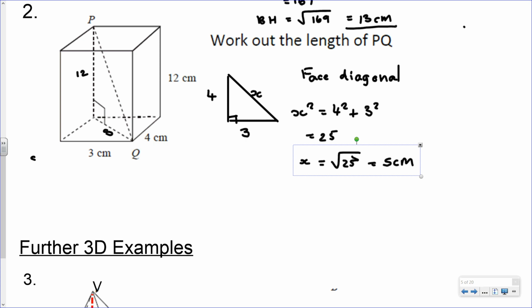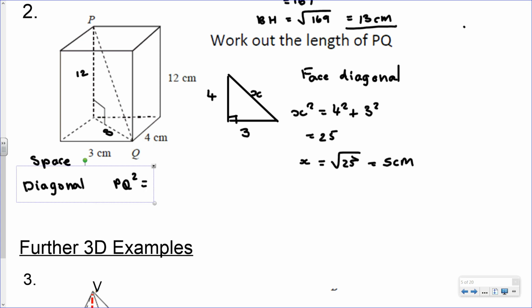So now we can go on and look at working out the space diagonal, PQ. So PQ is in fact the hypotenuse here in this right angled triangle. And I'm going to use my new side that I have worked out, this face diagonal, which is 5. And I'm going to square it and add it to the other side, which is 12. And the total that gives me is 169.